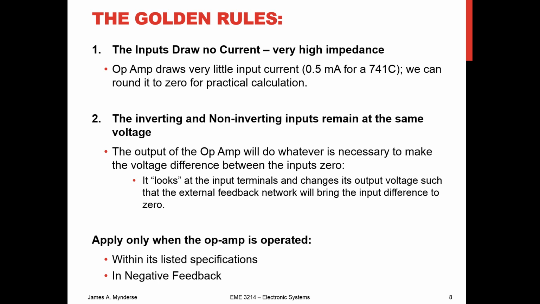And so the output, because we're in a feedback mode, is going to do whatever it takes to maintain that voltage difference being zero. It's going to always drive it back to zero. So that current source that we talked about being in the output is going to go up or down as necessary so that the current keeps the voltage at V plus and V minus the same. This is only true if you've got negative feedback and if you've got everything within spec, but we're typically going to do that.